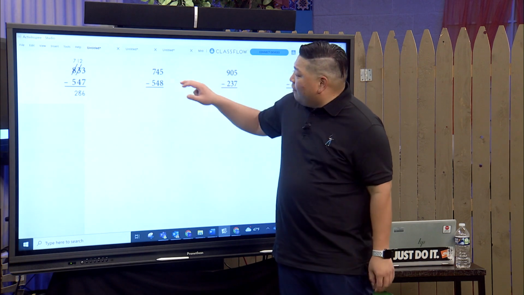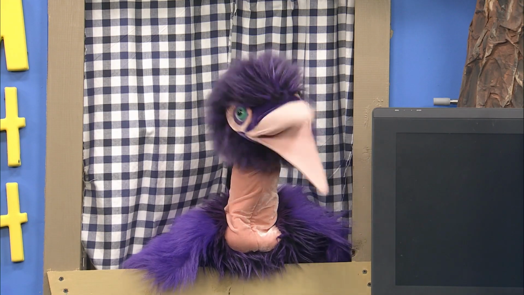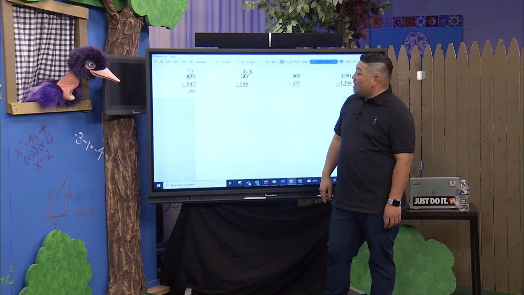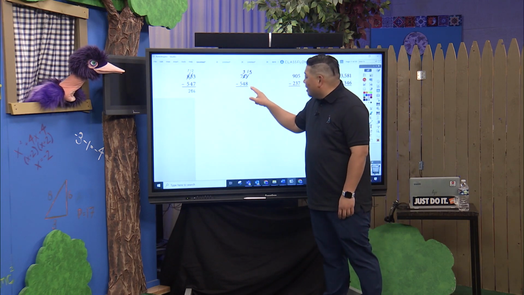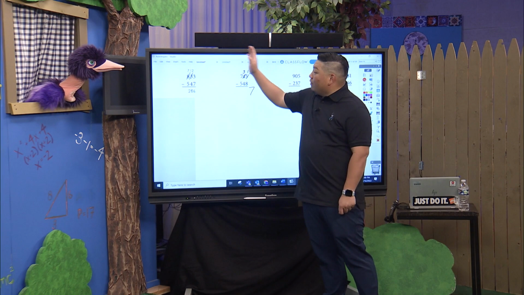Okay. If we have 5 ones, can you take away 8 ones? No, unfortunately not. No, you can't. You cannot. So we have to go to our tens place and take one of those tens away, so that instead of having 4 tens, we have 3 tens. So now we can move one of those tens over, and instead of having 5 ones, we now have 15 ones. So with 15 ones, we can regroup the 8, and that's going to give us 7. So now we're moving over to our tens place.